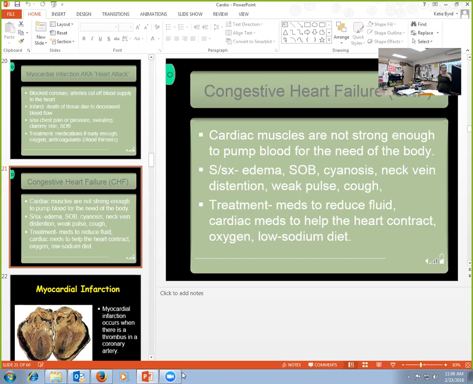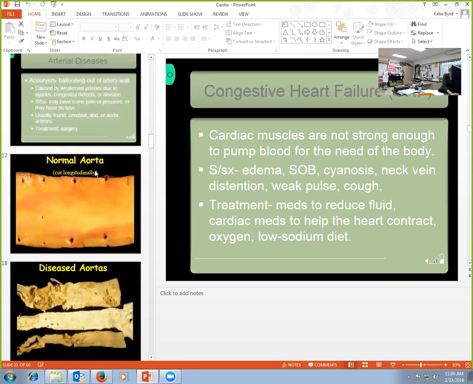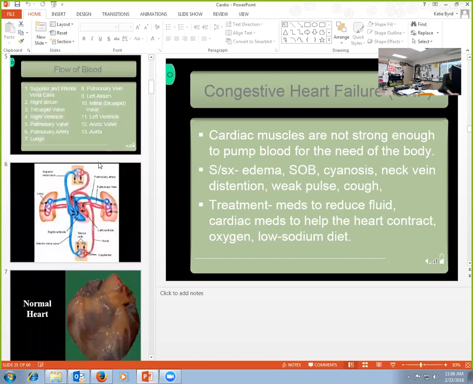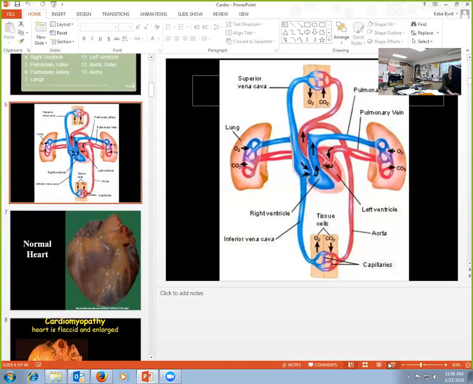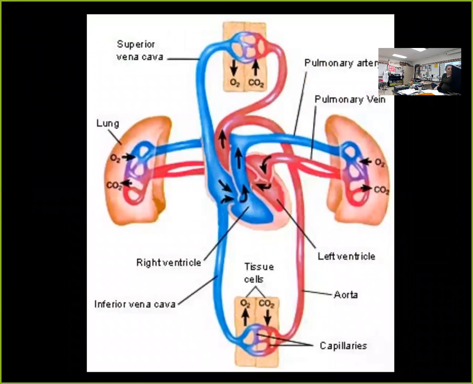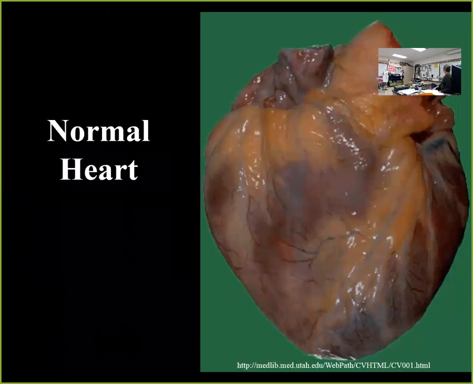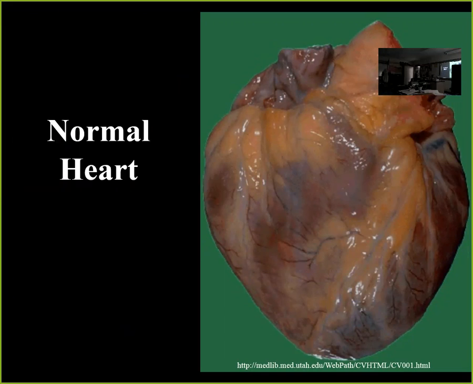Okay, I had that we were at right here. We talked about the flow of blood. And then I think we're at the normal heart. Can y'all stay awake if I turn off the light? Okay, so this is a normal heart. You can see there's a little bit of fatty tissue on it, that's normal.